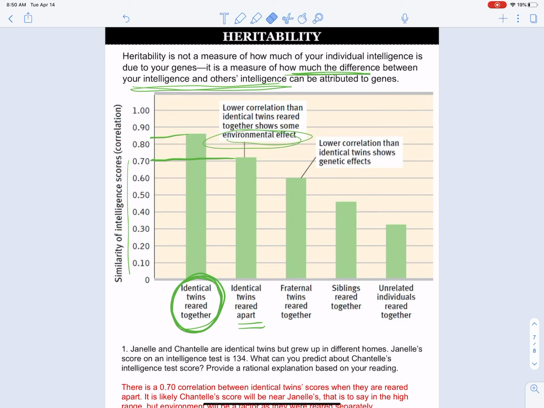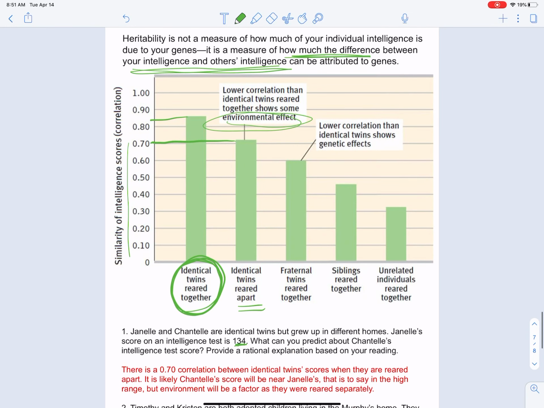Okay, so let's look at two sample questions here. Janelle and Chantel are identical twins but grew up in two different houses. Janelle's score on an intelligence test is 134. What can you predict about Chantel's intelligence score? Provide a rational explanation based on your reasoning. So because there's such a high correlation, 0.7, between twins that were reared apart, we can say that it's likely that Chantel's score will be near Janelle's. So we have a high correlation. You can say that they are likely to be similar because there's a high genetic component there.